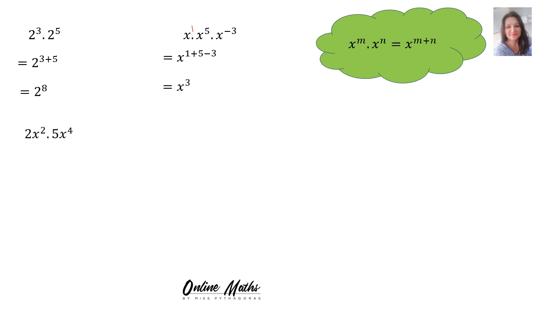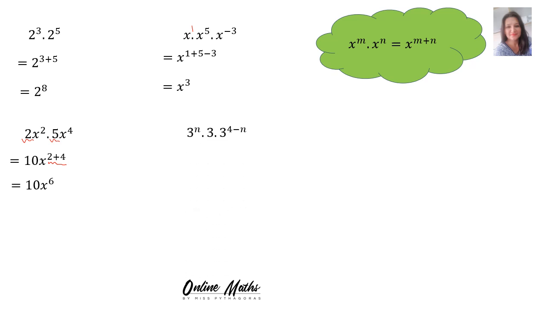On this example, now we find coefficients in front of x squared. So on the coefficients, we will multiply them. 2 times 5 is 10, but on the exponents, we add the exponents. So it's x to the 2 plus 4. So the final answer, 10x to the 6.